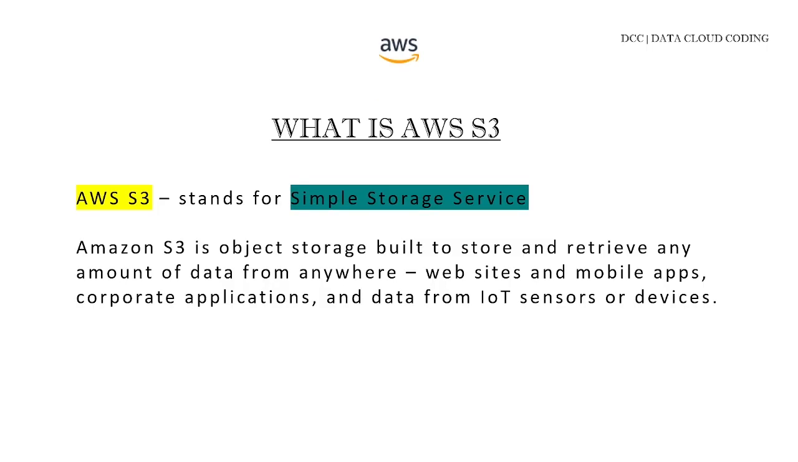So what is AWS S3? S3 stands for Simple Storage Service, and AWS S3 is an object storage inside AWS built to store and retrieve any amount of data from anywhere, be it websites, mobile apps, corporate applications, data from IoT sensors or any other devices, any electronic devices. So we can say that it is an object storage built to store any amount of data.